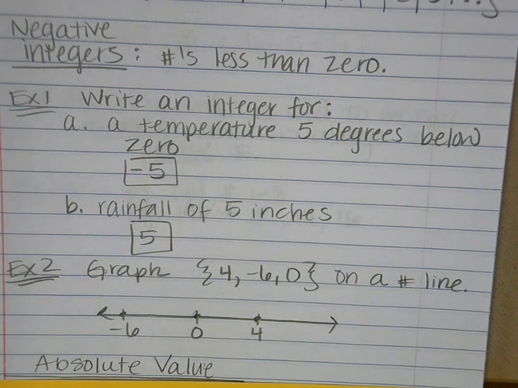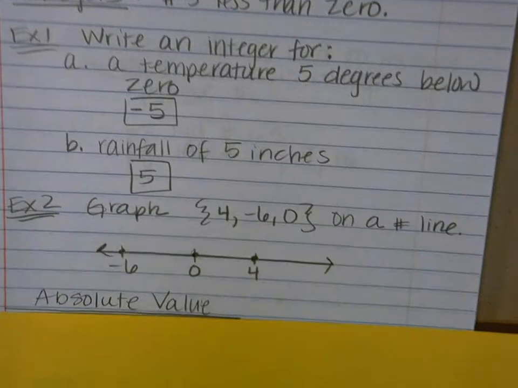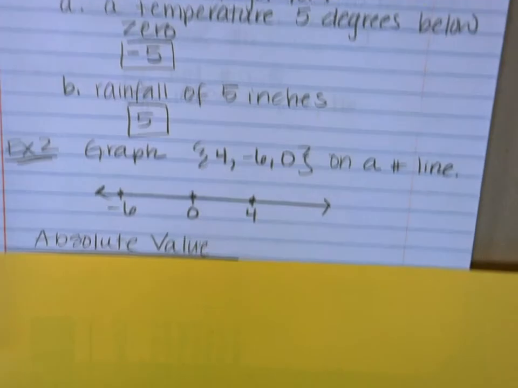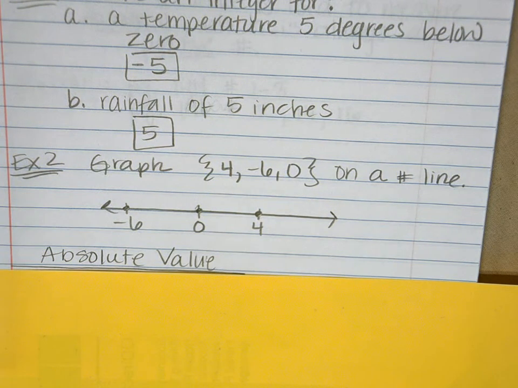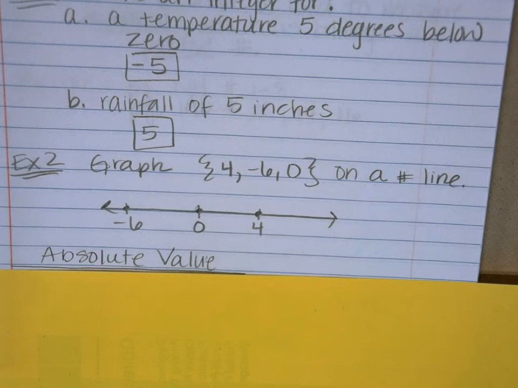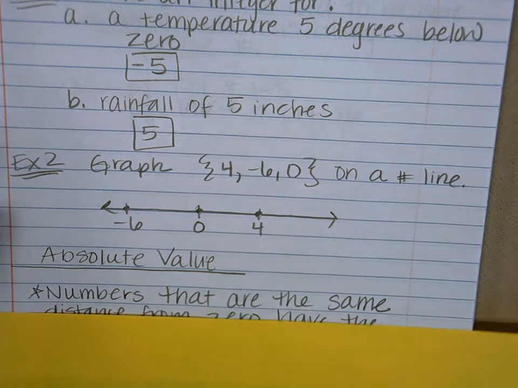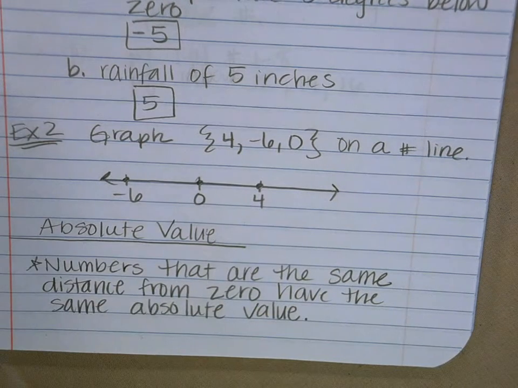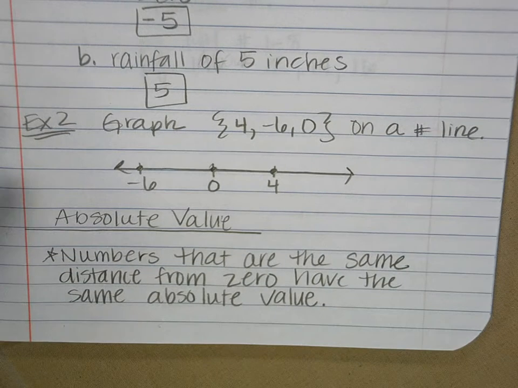Now let's talk a bit about absolute value, because we had this in our silent activity today. When I was asking you to raise your hands, on the first one only like 2 people got that right. But then when I kept going through, some people were starting to catch on. All right, so absolute value, this is what it means: numbers that are the same distance from 0 have the same absolute value. Write that down, and we'll talk about what that means.